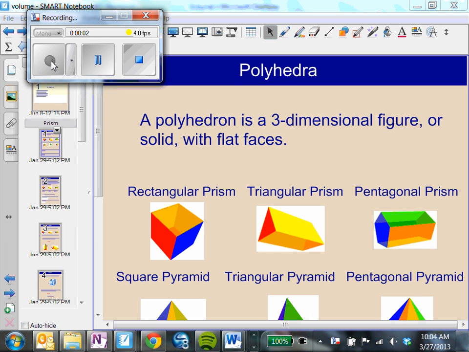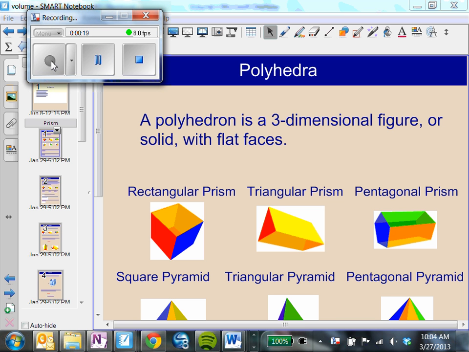Today we're going to be learning about volume, and we're going to focus today on the volume of prisms and cylinders. Both of these figures have two bases. So let's start by talking about what these figures are. I'm going to start by talking about prisms.